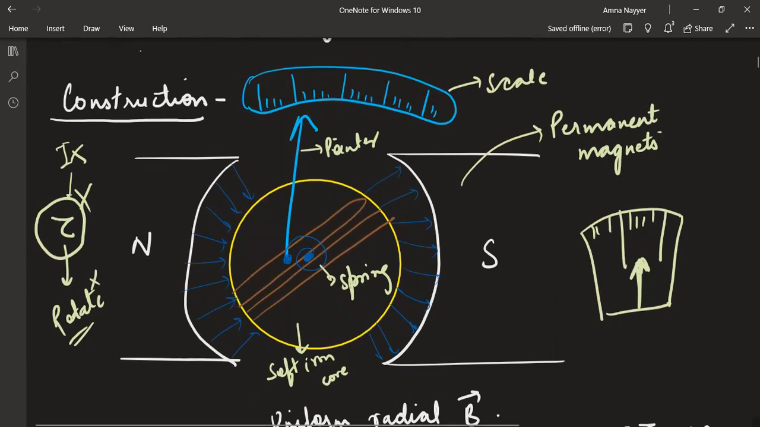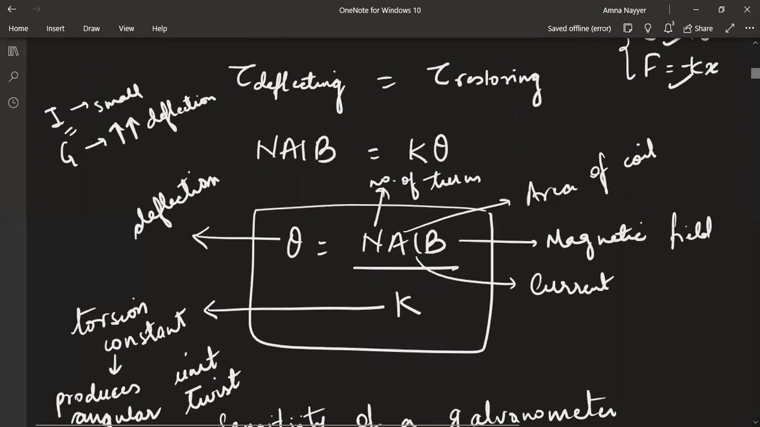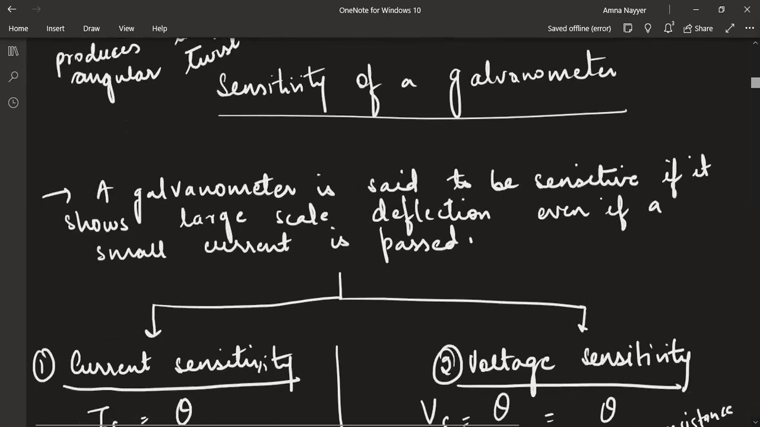Both the magnets are there. So now, because of the radially directed magnetic field, the spring allows the pointer to move, and that helps to detect the current. So deflecting torque is equal to the restoring torque. And when this is the case, you get the deflection as NAIB, the torque formula, divided by the constant. This is known as torsion constant, which is just a constant, you can say.